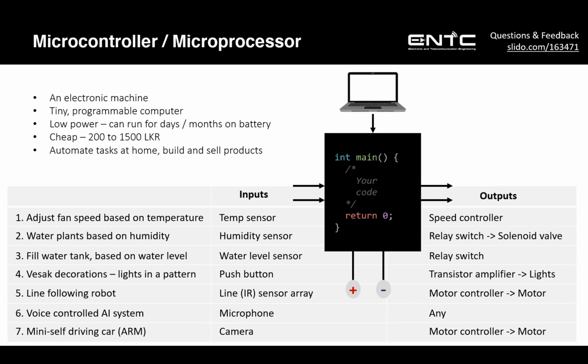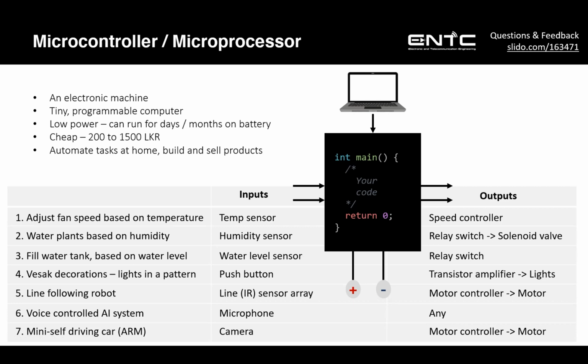Can you see a common pattern here? The output from the microcontroller, we don't directly connect to the device. For example, we don't connect the output directly to a motor. Why? Because the microcontroller is a low power device. It works with very low currents and low voltages in general.